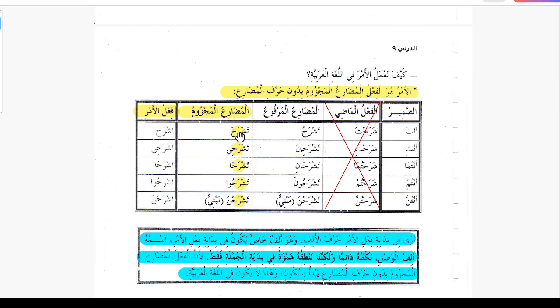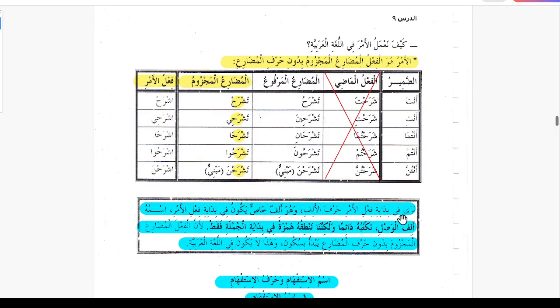If it has a dhamma, for example nasara yansuru, you say unsur. And if you take another example, zahaba yazhabu, you say izhab. So that is how it changes. Tashraha will change to ishrah.